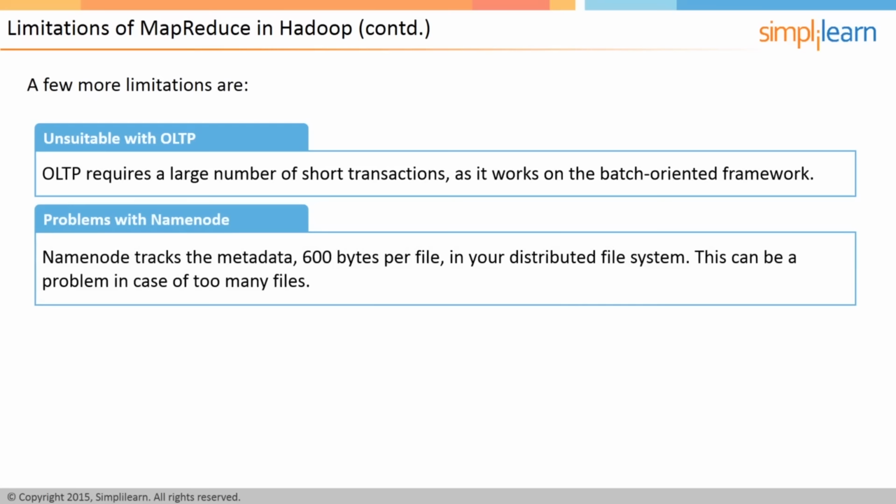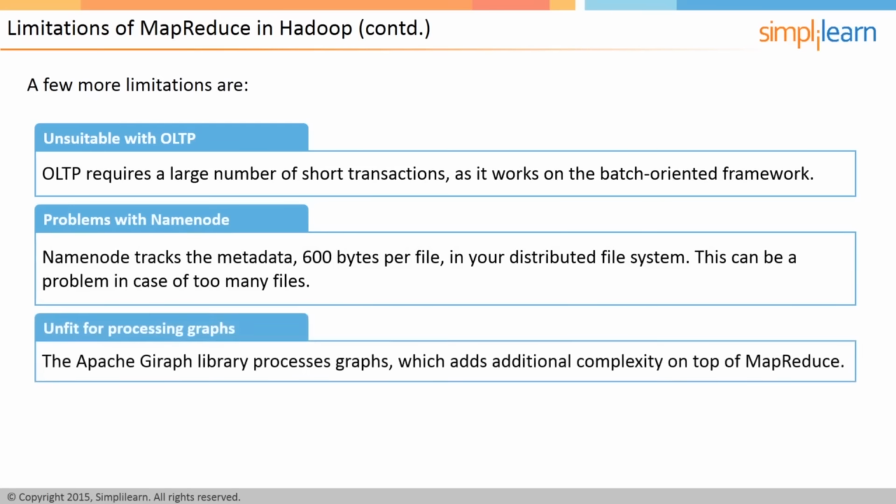Additionally, MapReduce is unfit for processing graphs. Graphs represent the structure to explore relationships between various points, for example, finding common friends in social media like Facebook. Hadoop has the Apache Giraph library for such cases. However, on top of MapReduce, it adds to complexity.